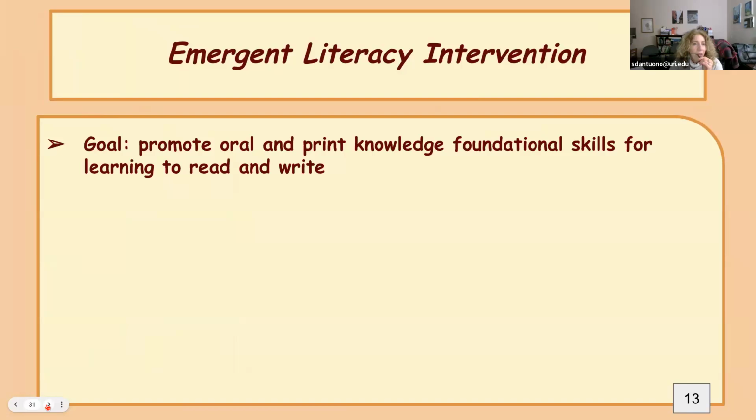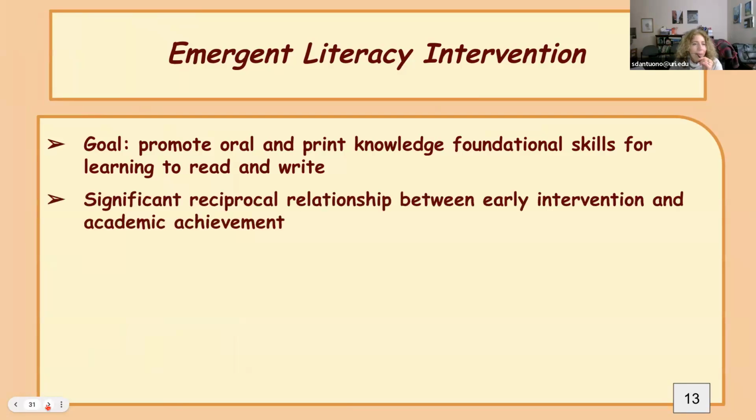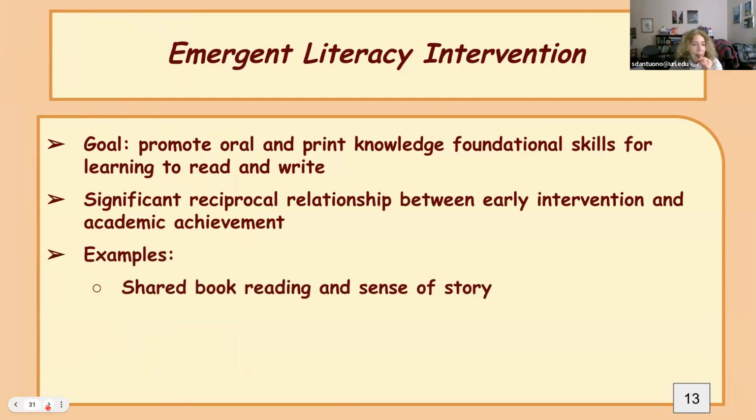Emergent literacy intervention. The goal is to promote oral and print knowledge, foundational skills for learning to read and write. There's a significant reciprocal relationship between early intervention and academic achievement. Here are some examples. Shared book reading and sense of story, knowing the beginning, middle, and end of a story with the character, helping kids to understand how the character is feeling. Why are they feeling that way? You can just talk about all of that.